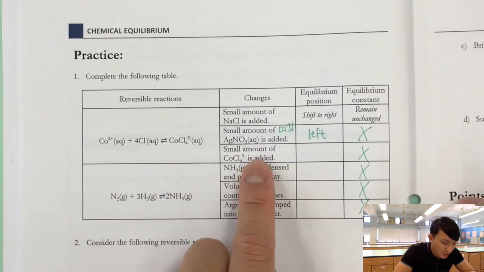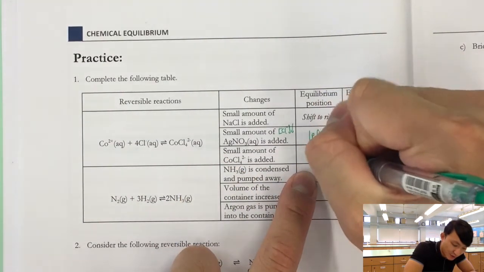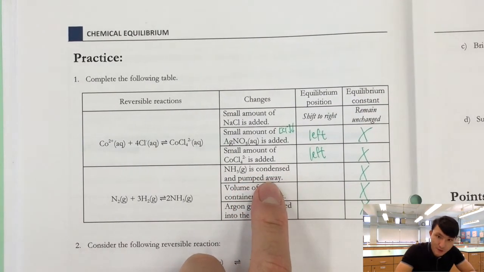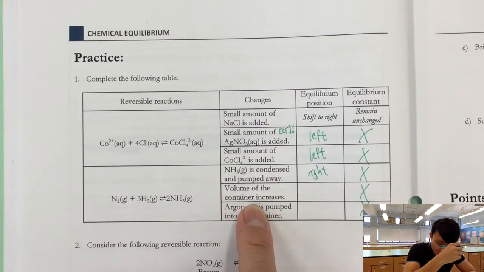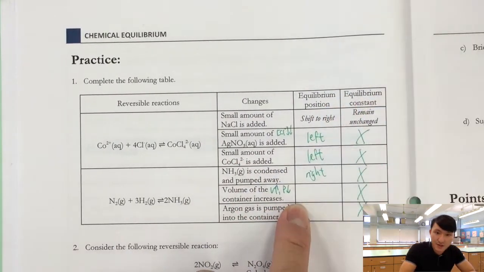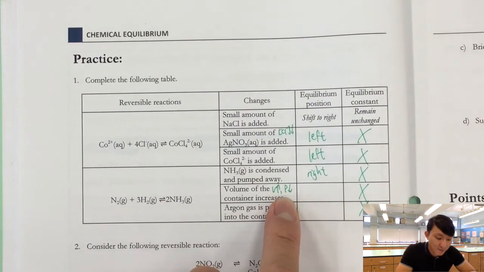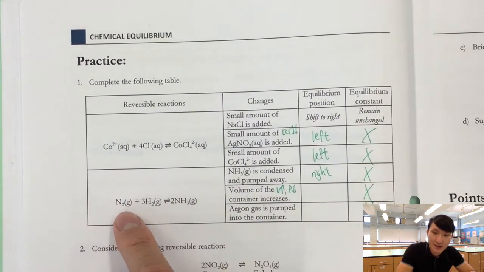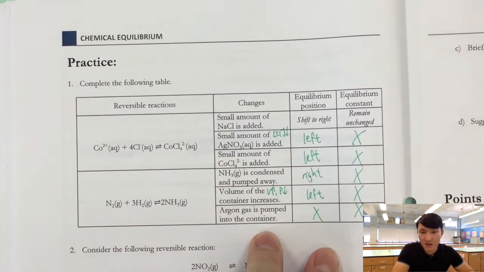Now here, if we add a small amount of cobalt, the complex ion, then of course the equilibrium will shift to the left. Okay. So here, ammonia is condensed and pumped away. You take away product, so it will shift to the right. Volume of the container increases. Now you think about it. V increases, that means P decreases. So if you want to counteract a decrease in pressure, you want to increase the pressure. By increasing the pressure, you shift the equilibrium position to the left because the left-hand side has more moles of gas. So here you shift to the left. Argon has nothing to do with it because argon is not part of the system.